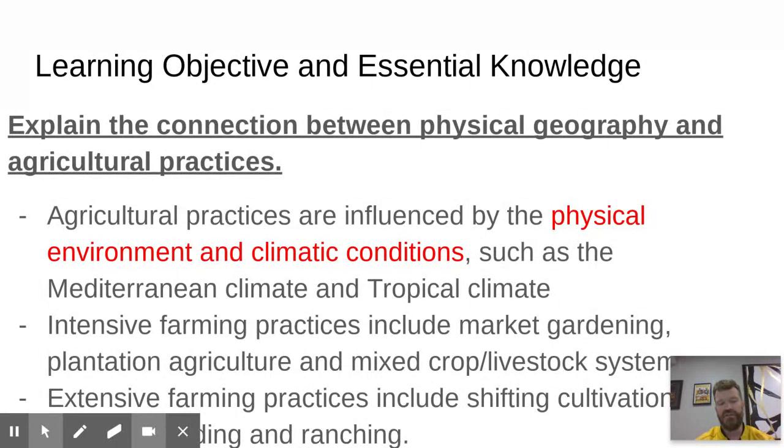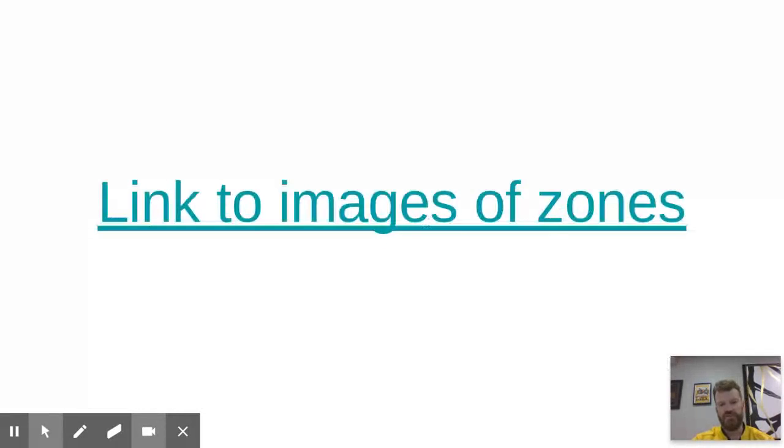Okay, there's such a thing as intensive farming practices, and they include market gardening, plantation agriculture, and mixed crop or livestock systems. And then there's extensive farming. Just remember that extensive farming is done on large areas of land. Okay, and that includes shifting cultivation and ranching. So we'll get into those as we go through. So this takes you to different types of zones, like climate zones and agricultural zones. And hopefully that comes up.